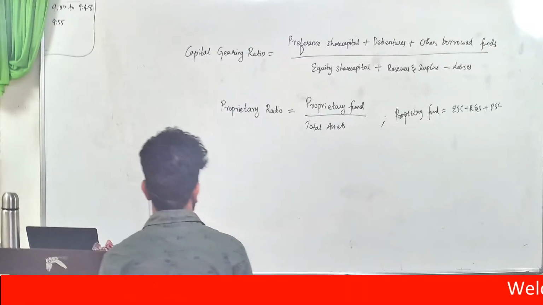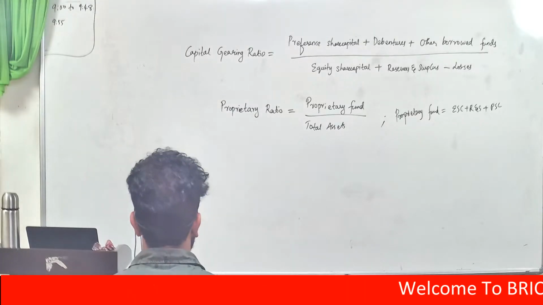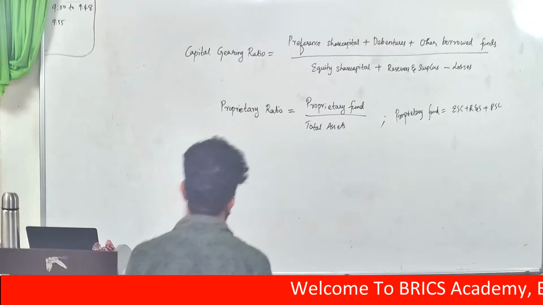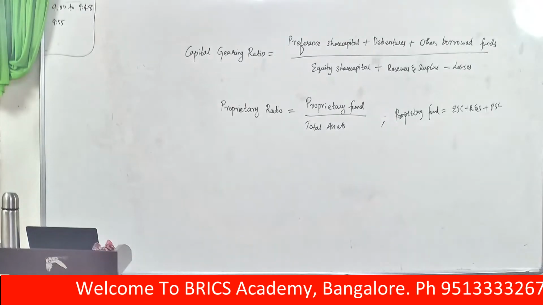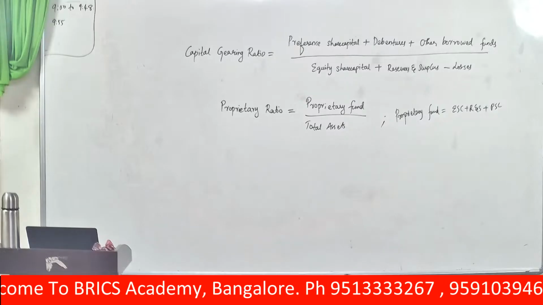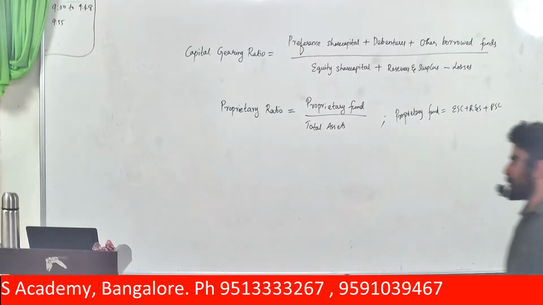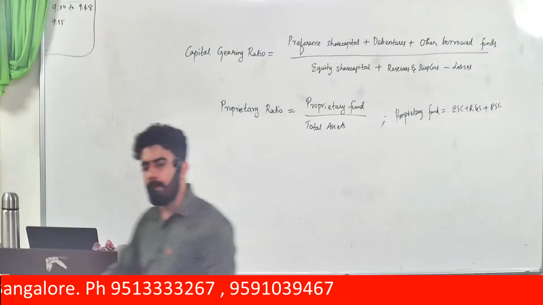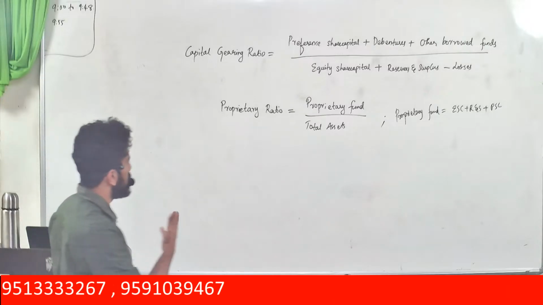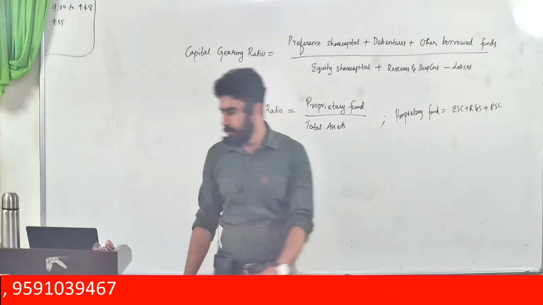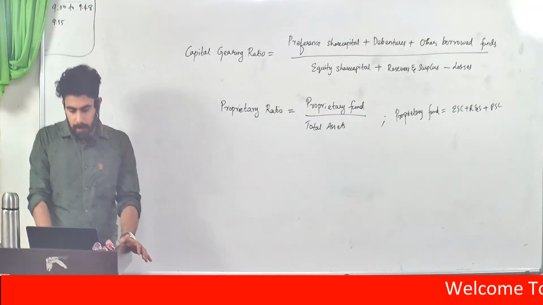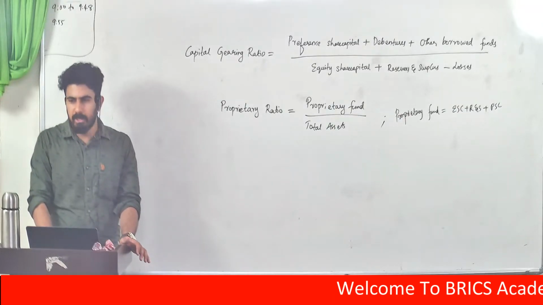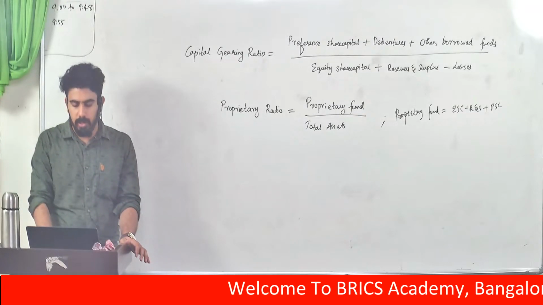Proprietary ratio is equal to proprietary fund divided by total asset. Proprietary fund is equity plus reserves, preference share capital plus reserves and surplus. So basically, this proprietary ratio will give you the information of how much of the total asset is owned by proprietors or equity and preference combined. These are capital structure ratios.